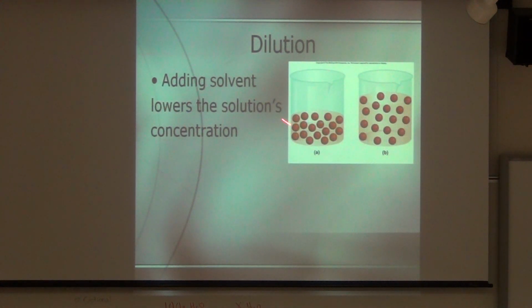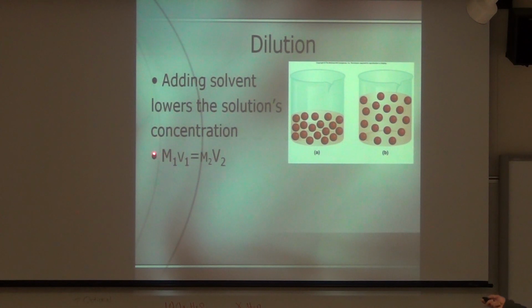So we start out with a concentrated solution, a whole bunch of solute in a relatively small volume. We add some more water, and now we've got less stuff per volume, but we still have the same amount of stuff. It's just in a bigger volume. So our equation, M1V1 equals M2V2. I've written it with exaggerated symbols.